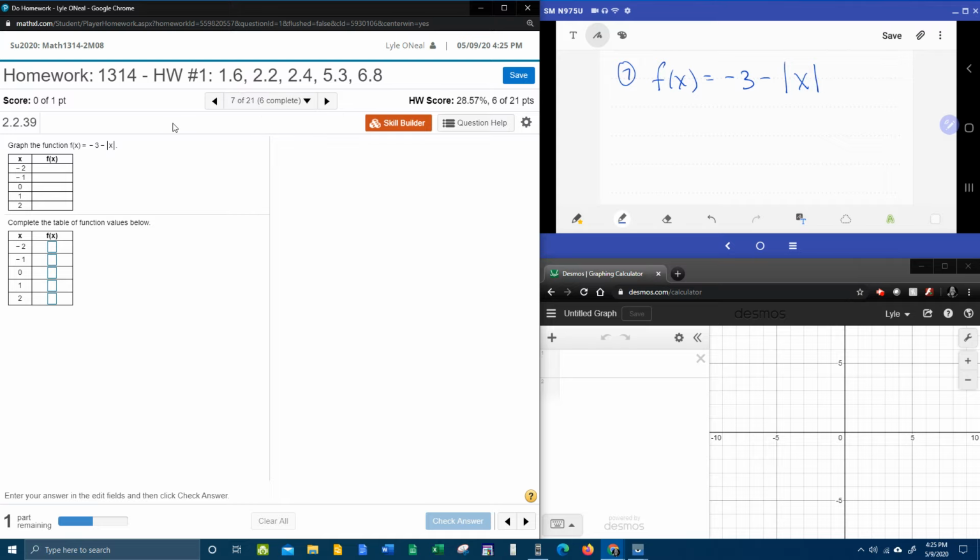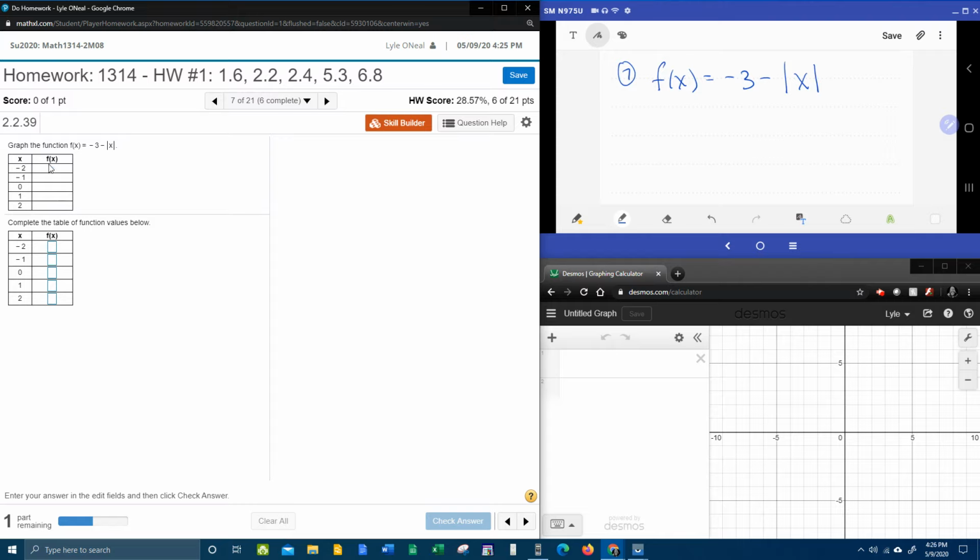Question number 7 from our college algebra, homework number 1 in MyLab Math. It says, graph the function f of x equals negative 3 minus the absolute value of x. And apparently they want me to graph this using a table of values. So they've given me some numbers for x. I'm going to have to plug those in order to get these y values, okay?